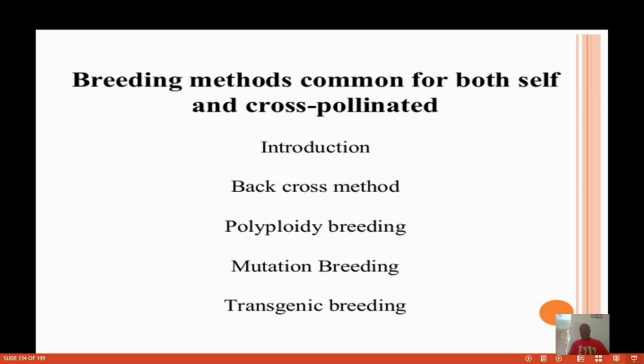Now, let's go back again to the various methods that are common for both self- and cross-pollinated crops. Remember our big figure, with a lot of the details of the various breeding methods. Here, some of these methods, like the backcross method, may involve sex at 6. Polyploid breeding may not involve sex at 6, because polyploidy is a different game altogether. Mutation breeding may not involve sex at 6.